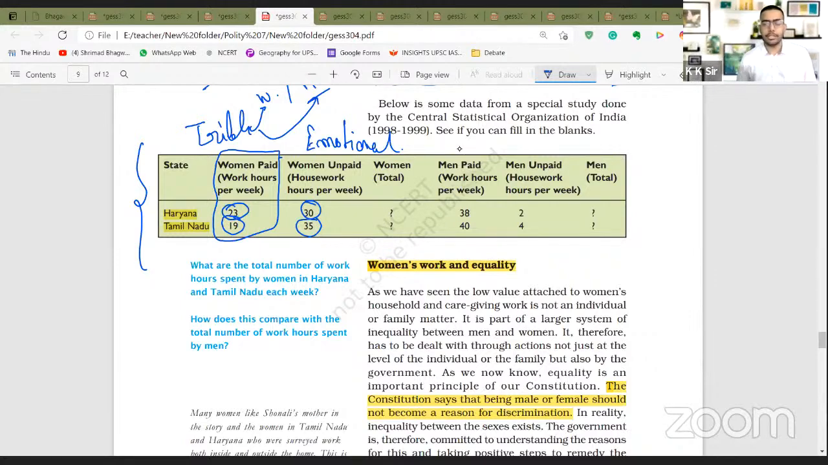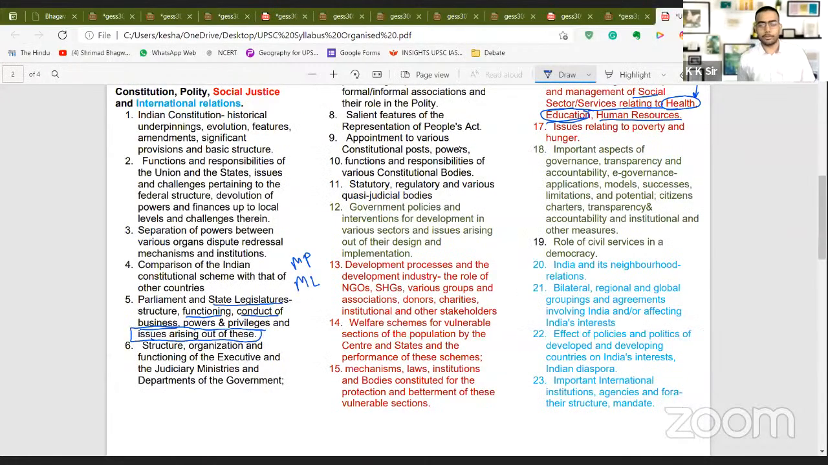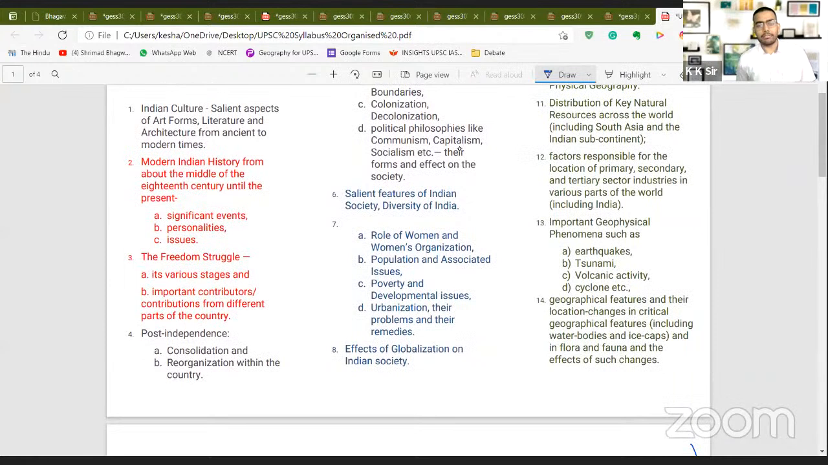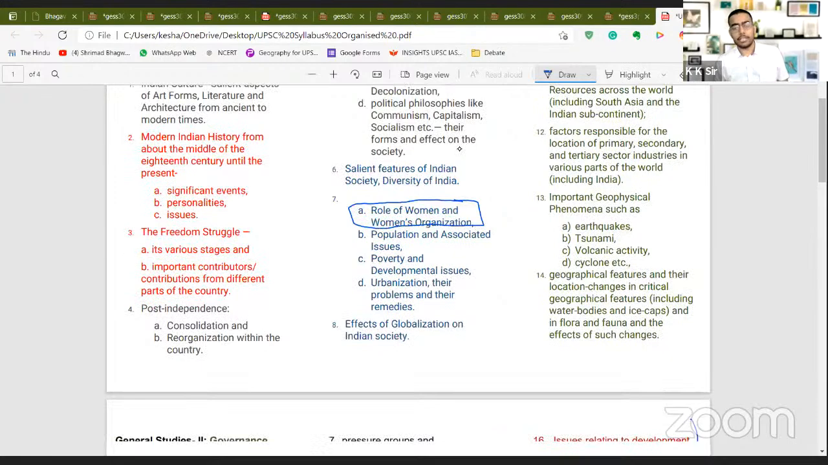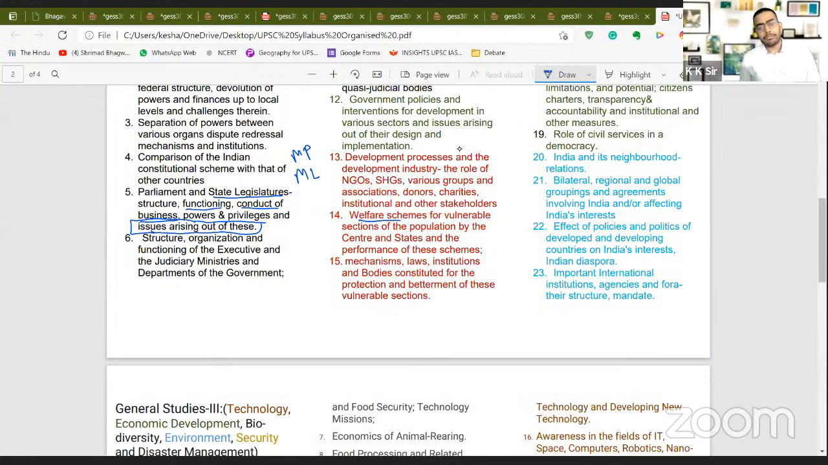I will add some point here. You should consider this whenever you are writing anything about gender issues or women. Why is this topic more important again? Let me show you the syllabus. Syllabus दिखाने से थोड़ा सा तुम लोग conscious हो जाते हो. You have a topic in GS paper 1, especially role of women and women's organization. Then in GS paper 2, we have to read welfare schemes for vulnerable sections of the population. Women are one of the most vulnerable sections in India. So again, we have to read about them in both paper 1 and 2.